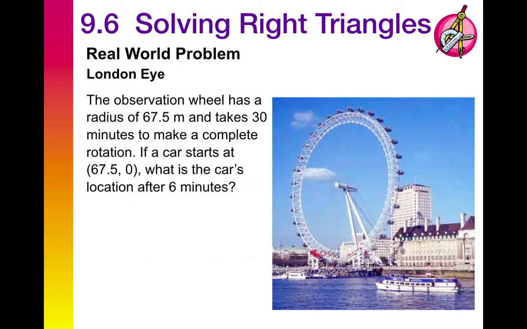Now let's take a look at another real-world problem, and this is the London Eye, which is this huge Ferris wheel across from the Parliament building in London. It's amazingly big, and I've been on this thing myself. It's really impressive. So the problem states that we have a radius of 67.5 meters, and it takes 30 minutes to make a complete rotation. So we're going to start the car at 67.5, 0 on a coordinate plane. What is the car's location after 6 minutes?